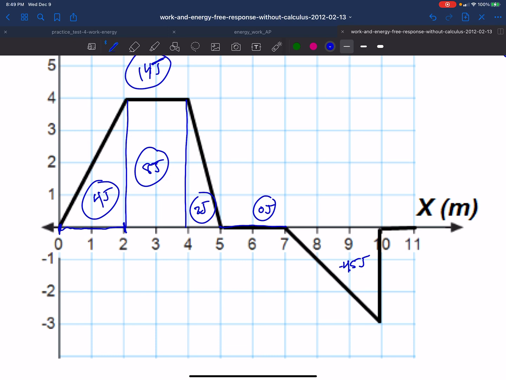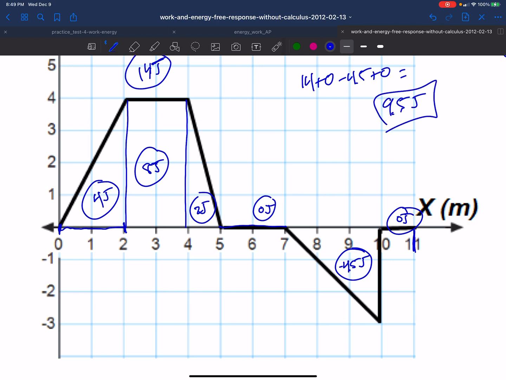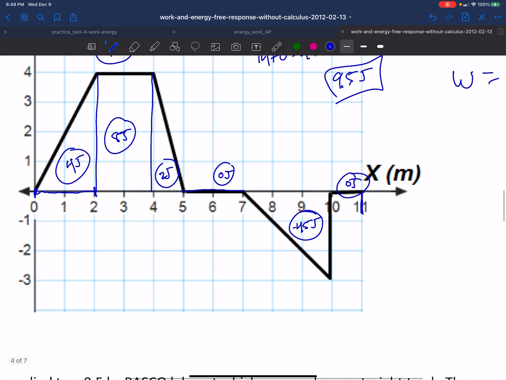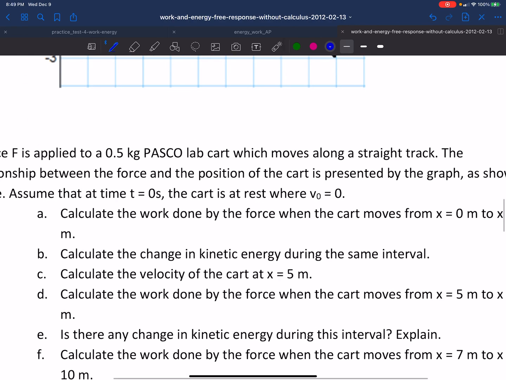So the total work done, oh, and then of course it drops to 0 again right here. So the total work done on this cart all the way till the end of this scenario is going to be 14 plus 0 minus 4.5 plus 0 for a grand total of positive 9.5 joules of work being done. Okay. So that's how we're going to start this.